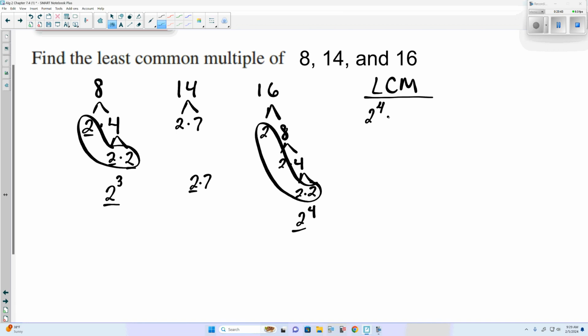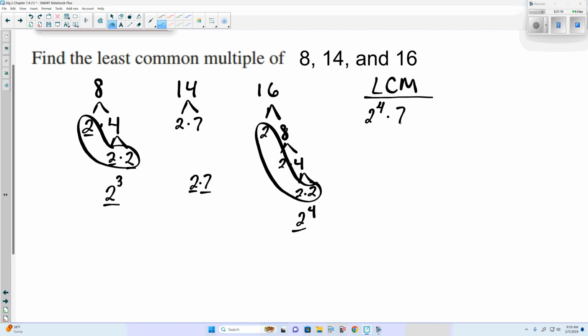With the greatest common factor, we would just take whichever one had the least. So we would take the 2 from 14 for greatest common factor. Least common multiple, we take whichever one has the most. And if there's a tie, take either one. Doesn't really matter. Now the only other number that we have is 7. So the least common multiple for this here is 2 to the 4th times 7.